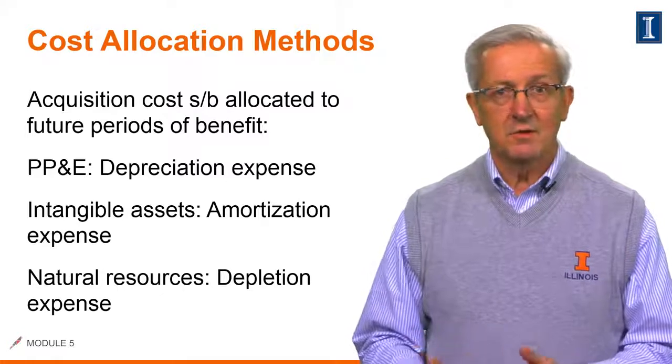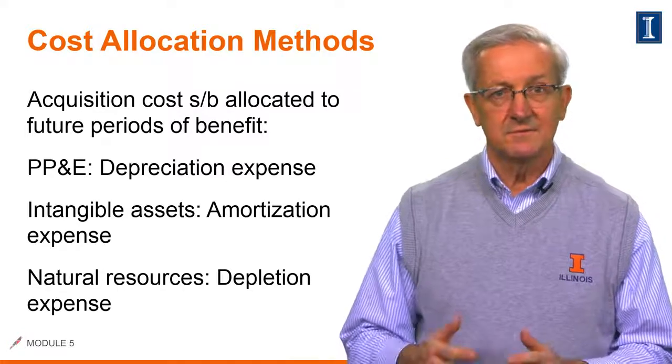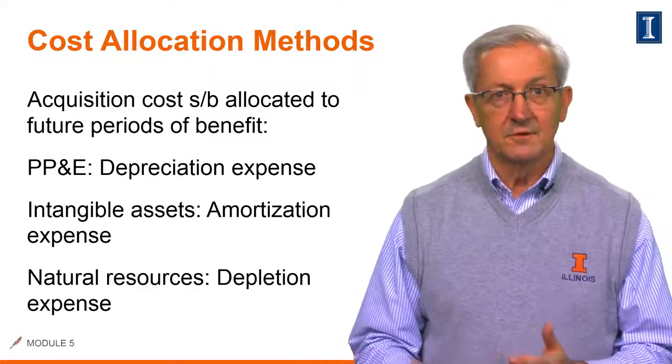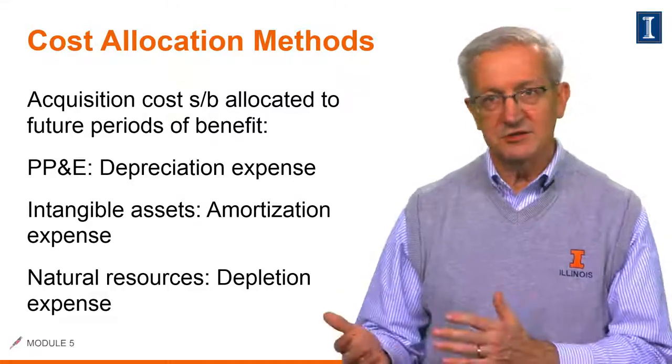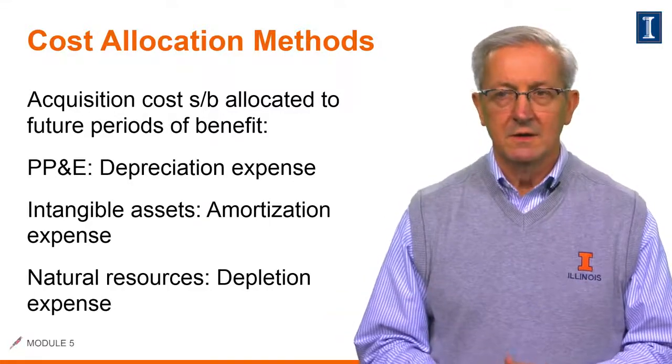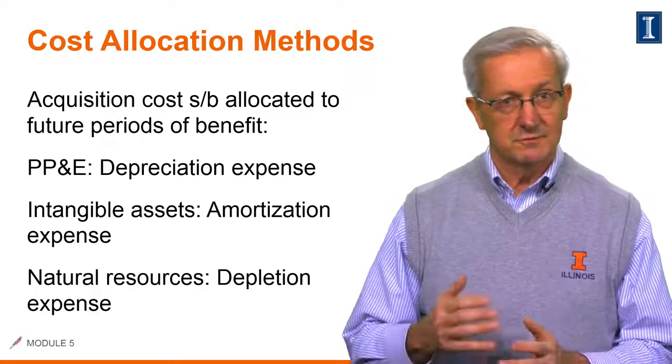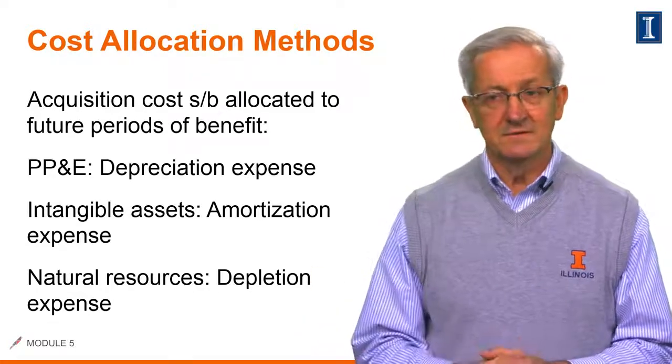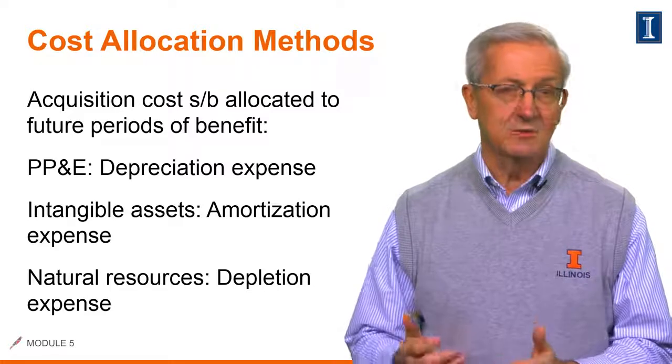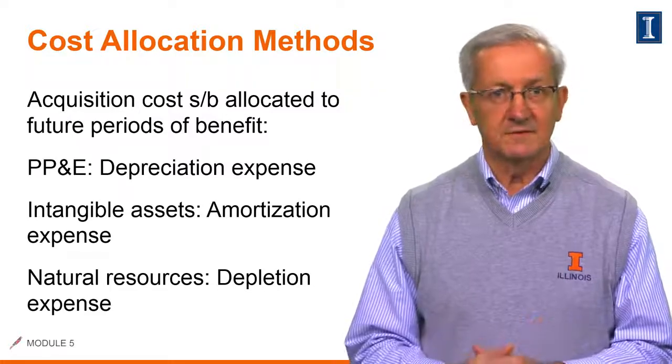The acquisition cost of the long-lived asset should be allocated to future periods of benefit as follows. So for PP&E, we call it depreciation expense, very commonly known. Next, we have natural resources, which translates into depletion expense. And finally, for intangible assets, we call it amortization expense.